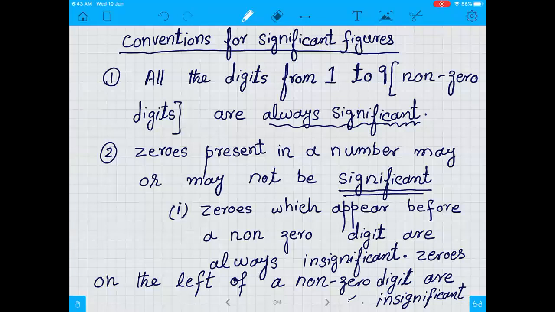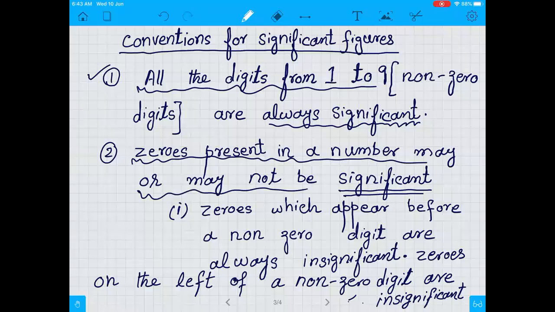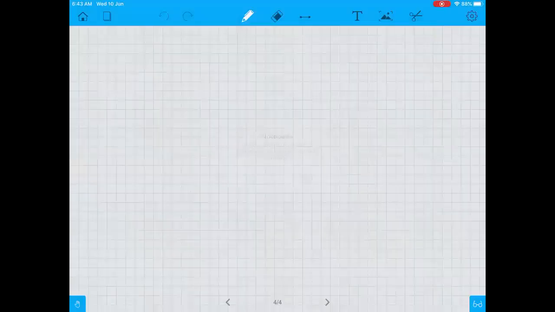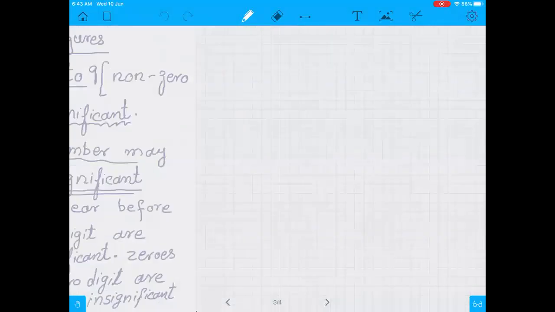For example, we have studied two rules. The first rule is all the digits from 1 to 9 are always significant. Zeros present in a number may or may not be significant. And the first thing about zeros is that the zeros which appear on the left side of a number, or before a number, are insignificant. This is the rule. Now, let's give some examples for zeros that are present before a number.